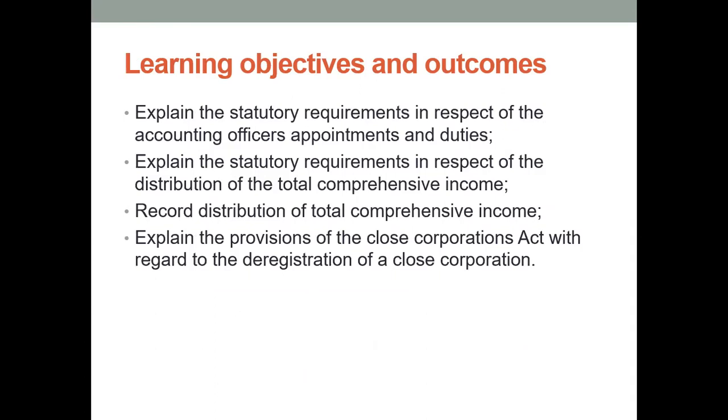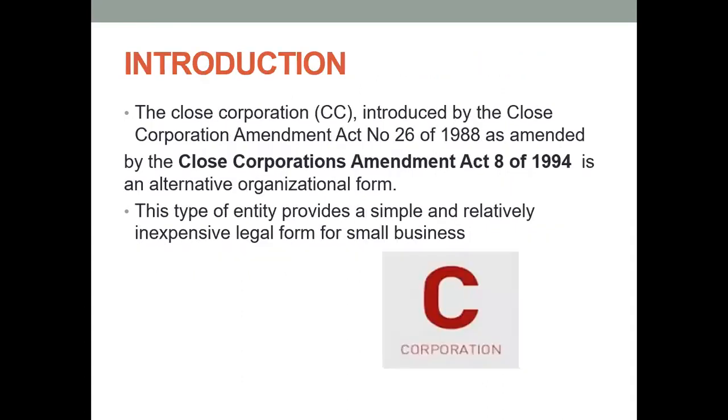And then also the requirements in respect of the distribution of the total comprehensive income, how the total comprehensive income is to be distributed among the members. And then you should be able to record the distribution of total comprehensive income. And then the last thing, you should be able to explain the provisions of the Close Corporation Act with regard to the deregistration of a close corporation. When you want to deregister your close corporation, what are the provisions involved?